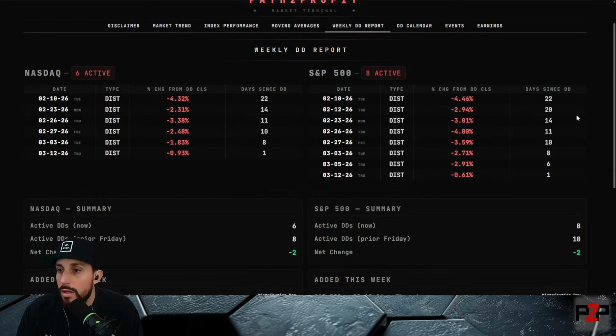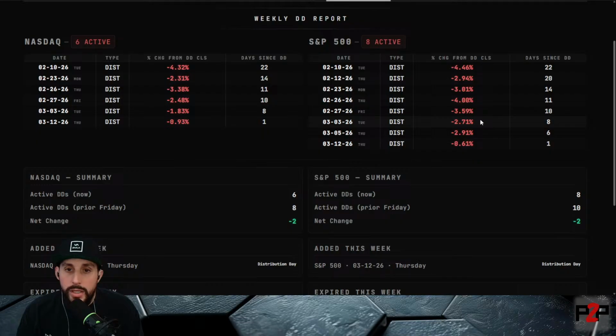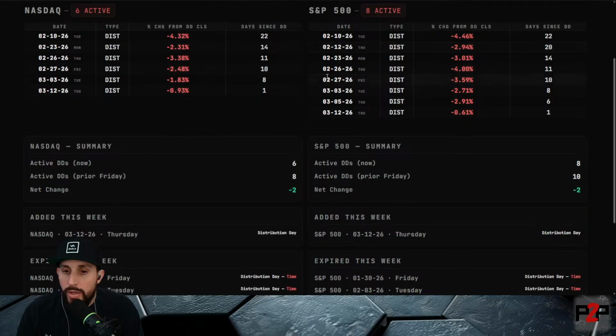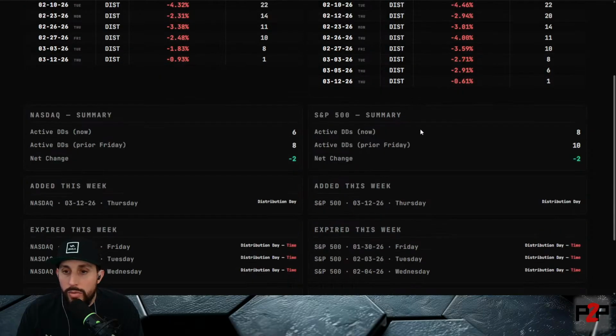All right, looking at distribution days. We have the weekly distribution days up top. You can see the active days, 8 on the S&P, 6 on the NASDAQ. If you come down here in this little summary area, we'll take a look. It was a net -2 change on both of those. So we have 6 now on the NASDAQ, we had 8 last week. We had 10 last week in the S&P, and we have 8 now.